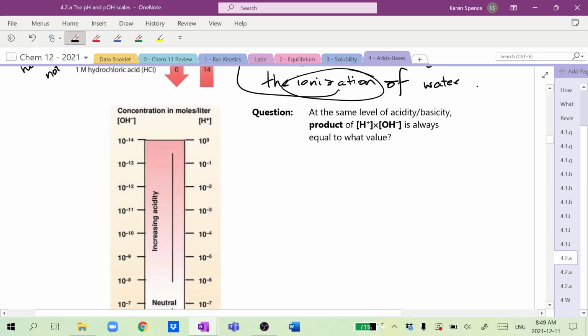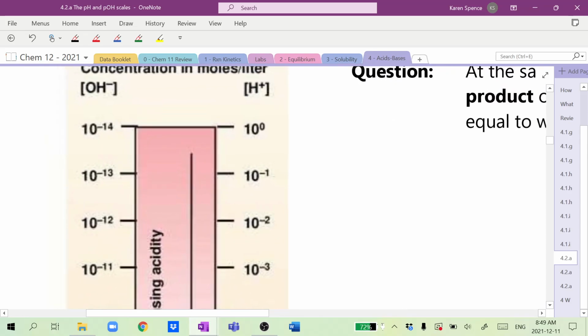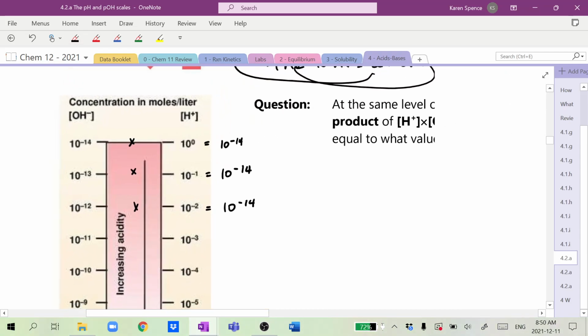Next question. At the same level of acidity or basicity, the product of hydrogen times hydroxide is always equal to what value? Well, when we multiply two powers of 10, we add their exponents, and so we have 10 to the negative 14 times 10 to the 0 is 10 to the negative 14. 10 to the negative 13 times 10 to the negative 1 is negative 13 plus negative 1, 10 to the negative 14. We can go down the whole list, and once again, we're going to get a consistent value all the way down. The product of hydrogen times hydroxide is always 10 to the negative 14.